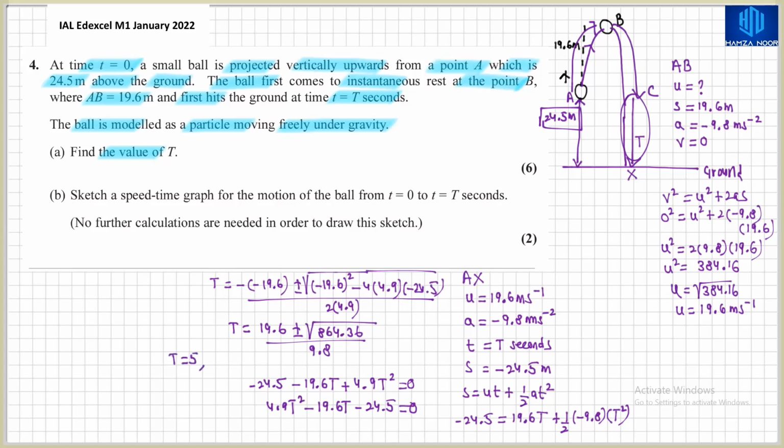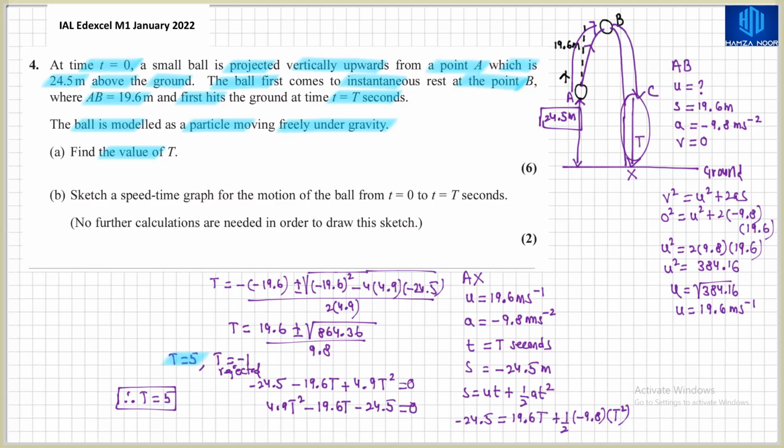And the other value is 19.6 minus under root of 864.36 divided by 9.8. So the other value of t is minus 1. And since you know the fact that time cannot be negative, t is equal to minus 1 will be rejected, it will be ignored. So therefore t is equal to 5 is your only acceptable answer. So here we have the answer of part A.